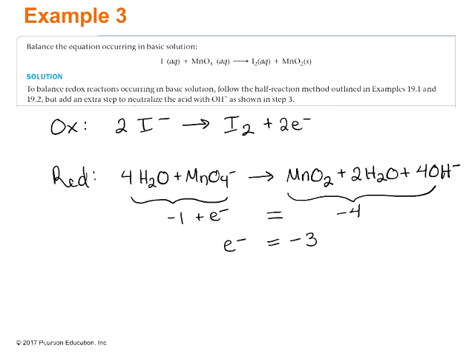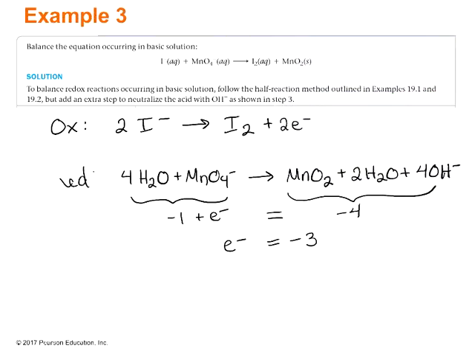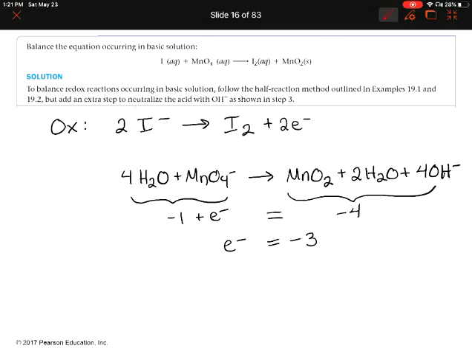All right, so let's add, actually I'm going to make some room on the left-hand side for these electrons. So let's add 3 electrons to the left. So we can see that in our first half reaction we have 2 electrons. In our second half reaction we have 3. So now we have to make sure that those numbers of electrons are equal.